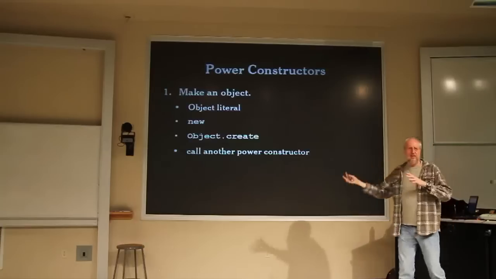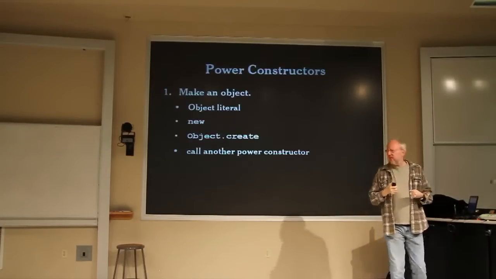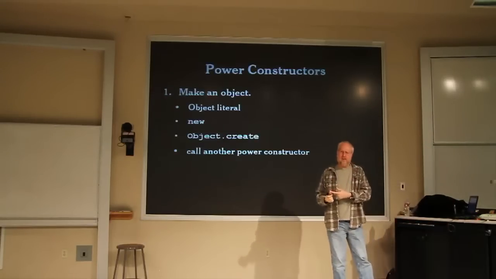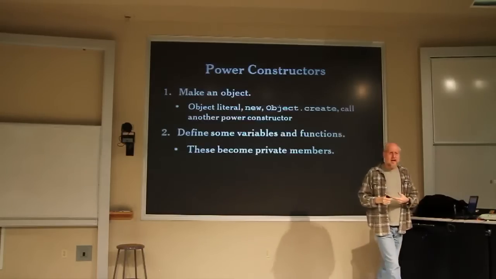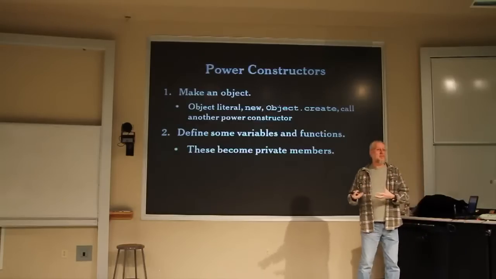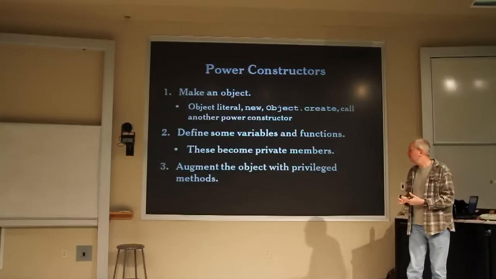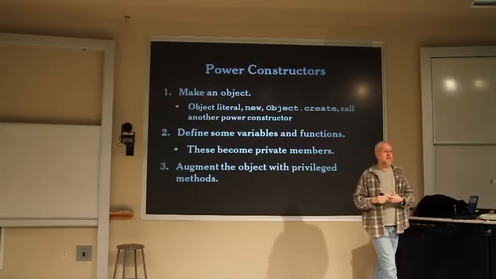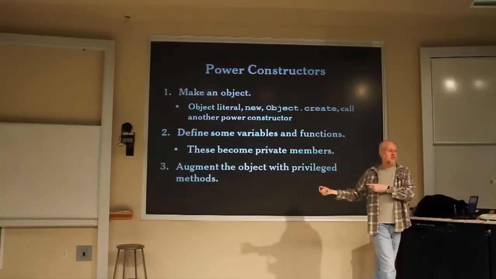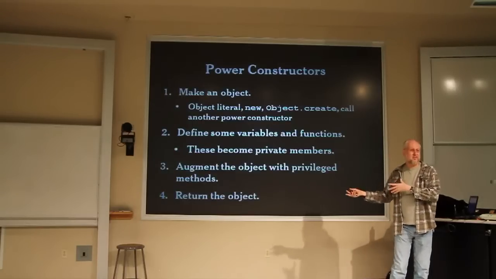So let me give you a recipe for a way to make resilient objects in this language. So step one, we make an object using any of the techniques available in the language for making objects. Step two, we define some variables and functions. These will become the private members and private methods of our object. Step three, we augment the object with privileged methods. A privileged method is a method which has access to that private material. And step four, we return the object. So pretty simple, but a little abstract.